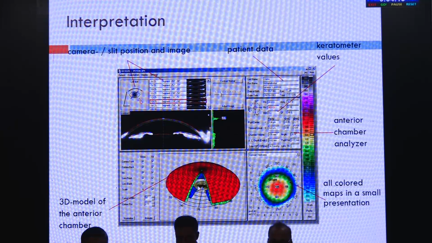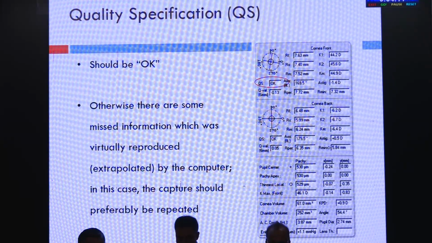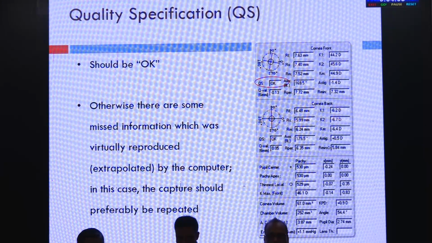And on the bottom left, you get a 3-dimensional model of the anterior chamber. Next, we'll move on to the specific characteristics that you want to look at in the map.